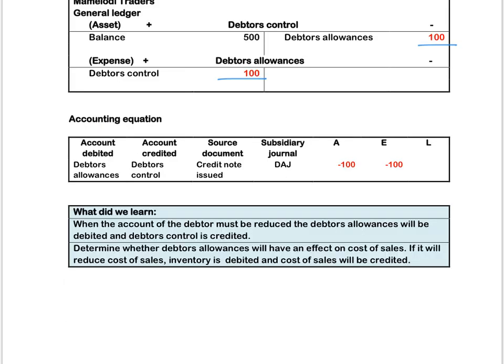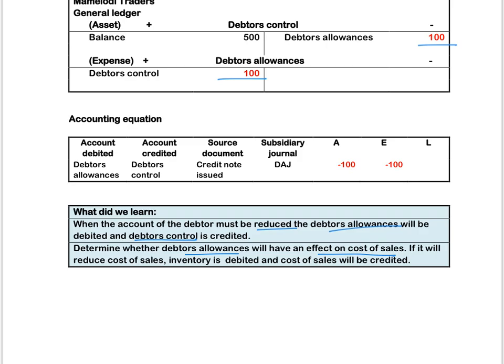What did we learn? When the account of a debtor must be reduced, the debtors allowances will be debited to reduce the total sales so that the profit can be reduced. Debtors control is credited to reduce the asset because the debtors owe us less money. When you do an entry for debtors allowances, you must determine if this specific entry will have an effect on cost of sales. So there are several entries that you record in the debtors allowances journal that will have an effect on sales price but not on the cost price.